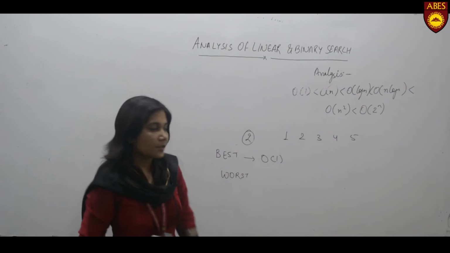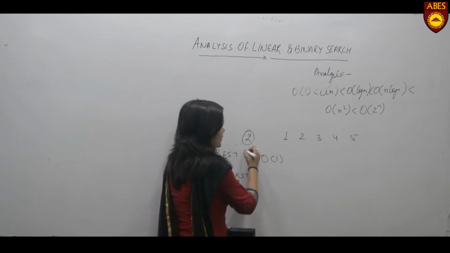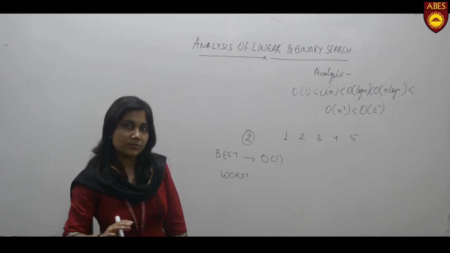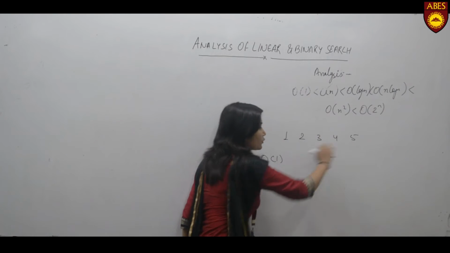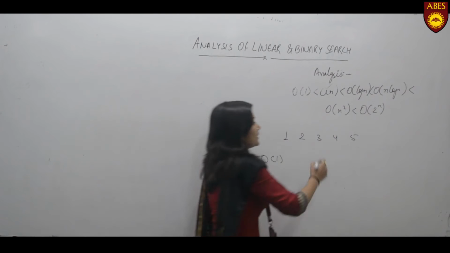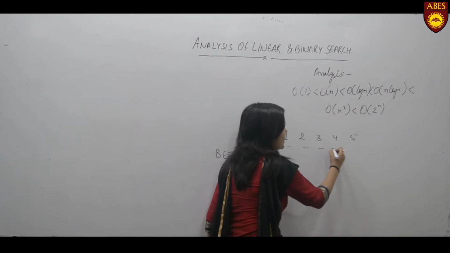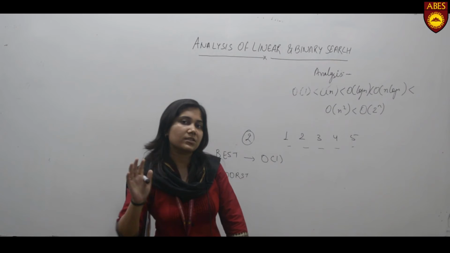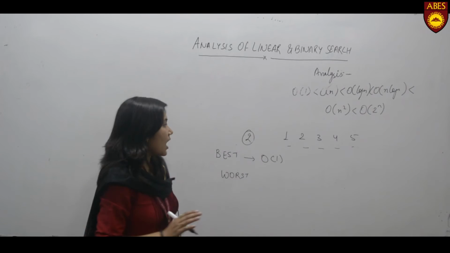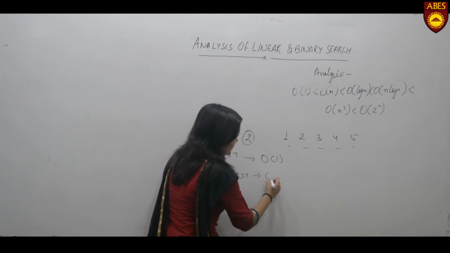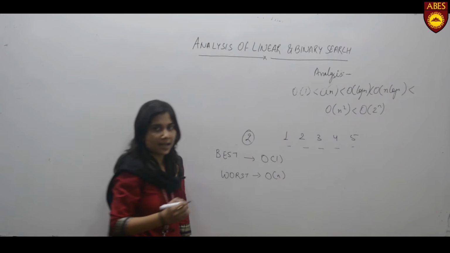But in case we don't find this particular element in the array after traversing throughout the array, it means that we are traversing 1, 2, 3, 4, 5, all the 5 elements, and still the search is unsuccessful. In that case, the searching time will be order of n.